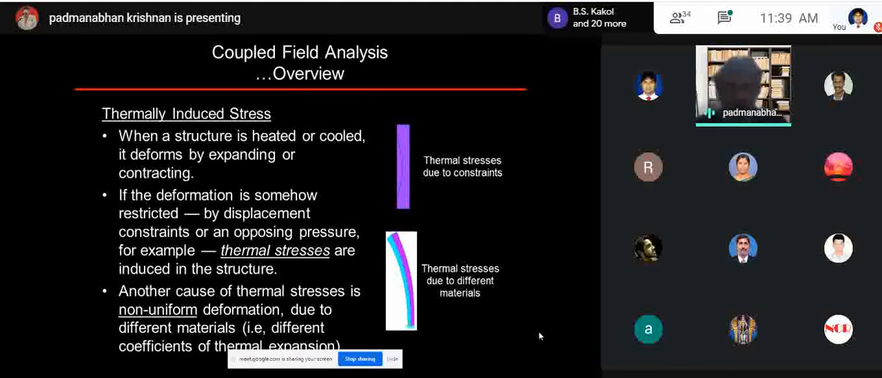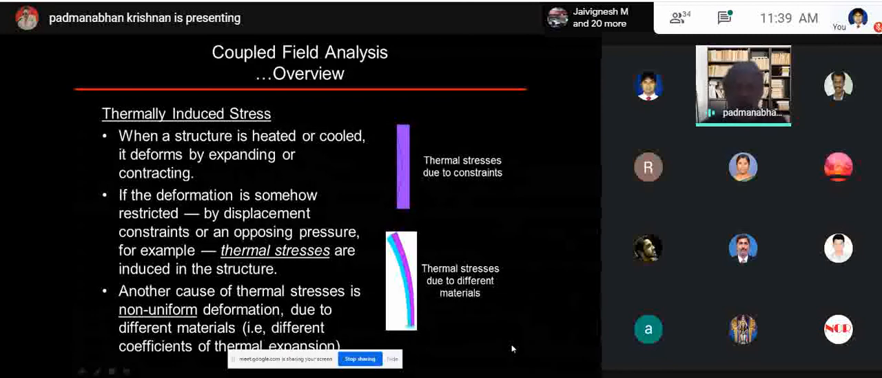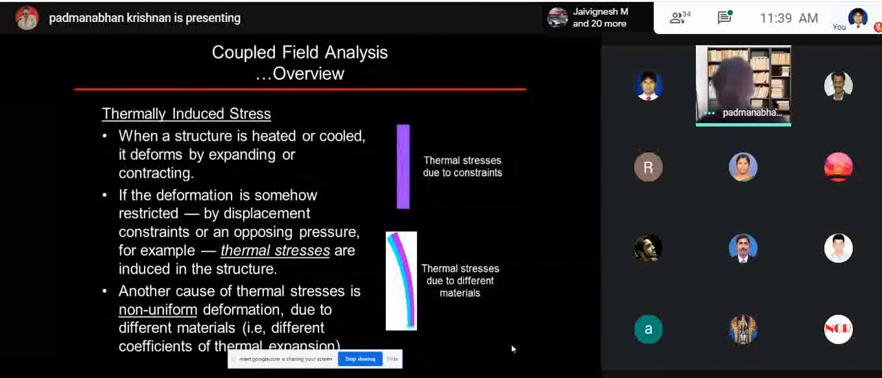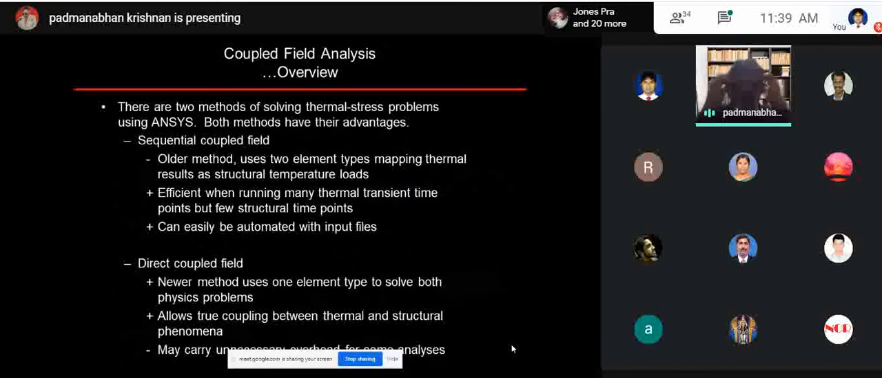Another cause of thermal stress is non-uniform deformation due to different materials and different coefficients of thermal expansion and so on. So there are two methods, sequential or direct coupled method. That is a slightly older style of naming it. Now most of the methods are kind of direct, with a few compromise statements.